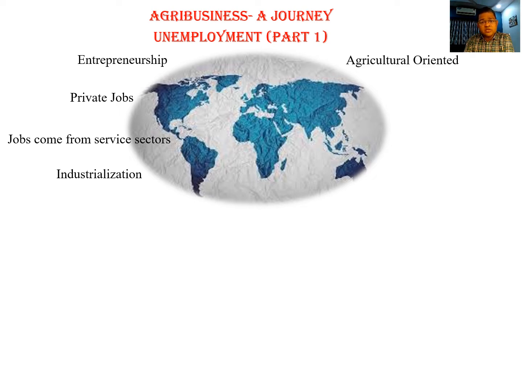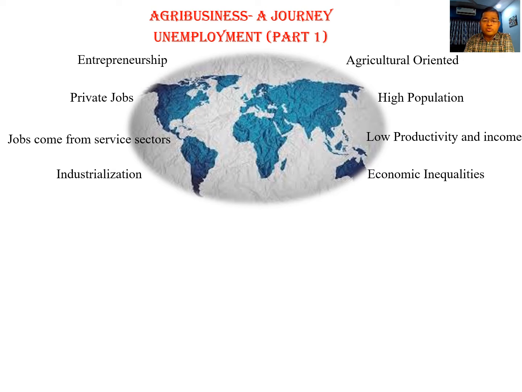In that context, agriculture is highly dominant in underdeveloped and developing countries. High population and thickly populated areas will be observed in underdeveloped and developing countries. Since there is agricultural dependence and high population, there is a chance of low productivity and income. Consequently, we will find economic disparity or inequalities in underdeveloped and developing countries.